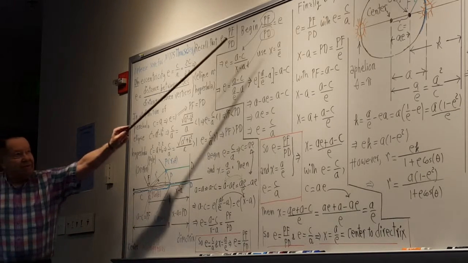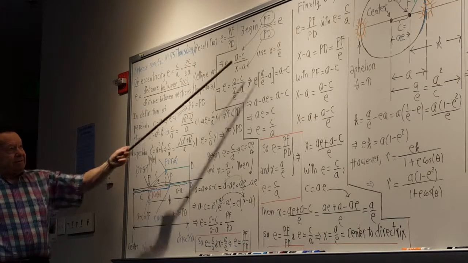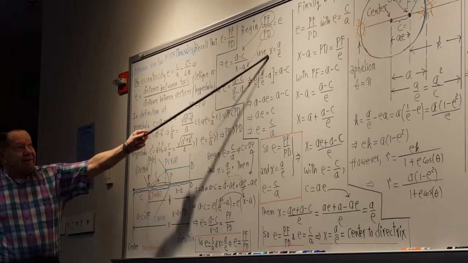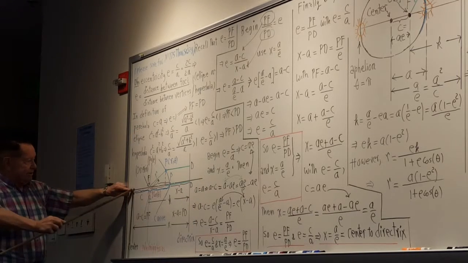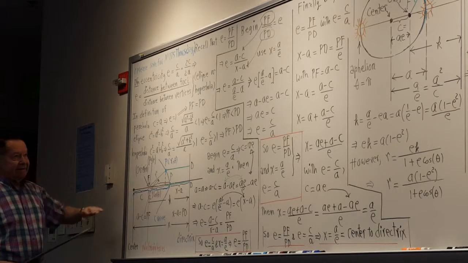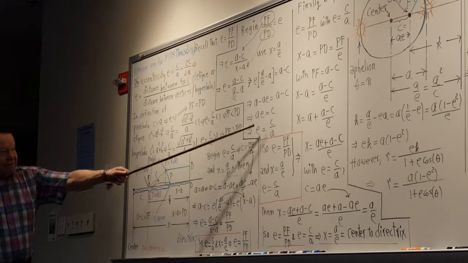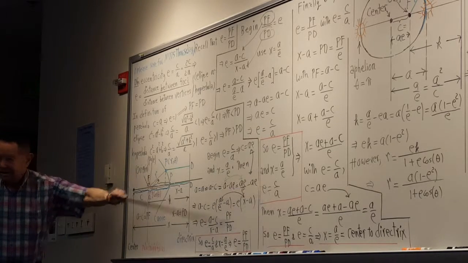So if you begin with this definition of eccentricity and use the relationship between this distance I'm calling X from the center and the A and the E, do algebra, you get this, which is my conclusion.